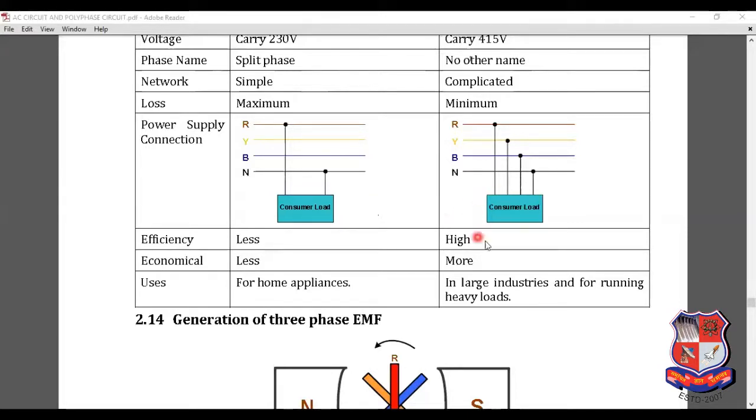The next is, in case of three phase connection, we are getting the RMF, which means a rotating magnetic field is there. So due to this rotating magnetic field, they are self-started. There is no issue regarding self-starting for the machines of three phase.